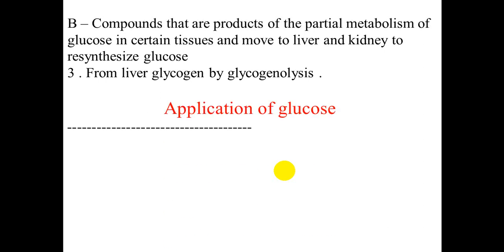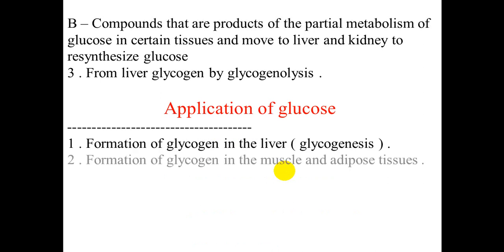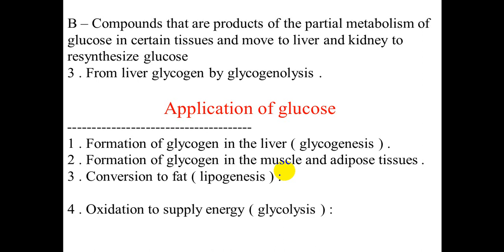Applications, or uses, of glucose in the human body. Number 1, formation of glycogen in the liver. 2, formation of glycogen in the muscle and adipose tissue. And 3, conversion to fat, lipogenesis. The amount of glycogen that can be stored is limited. Excess glucose is converted to free fatty acids and stored as triglyceride.